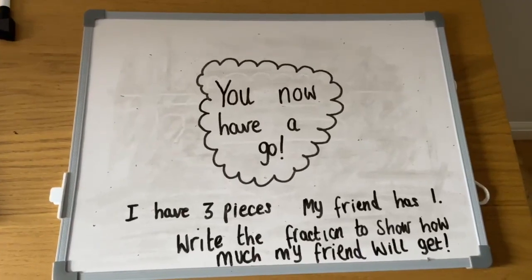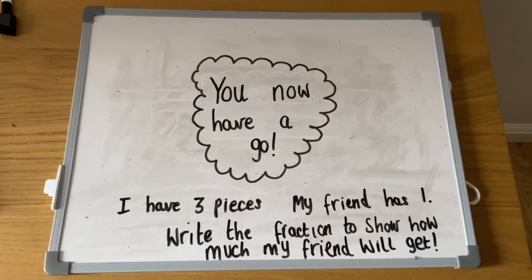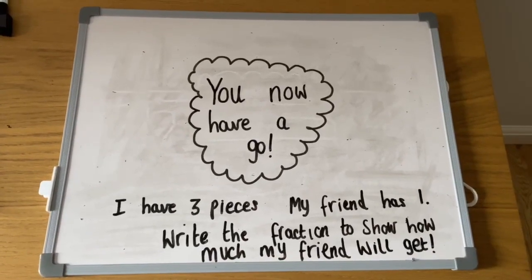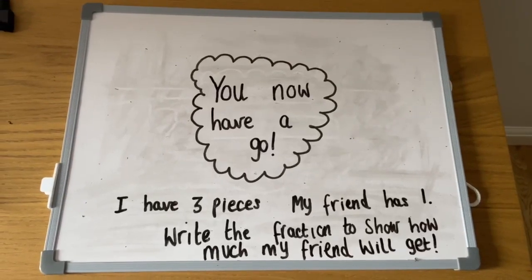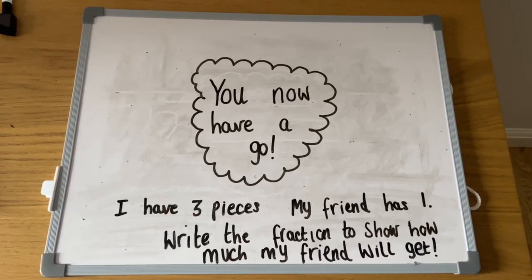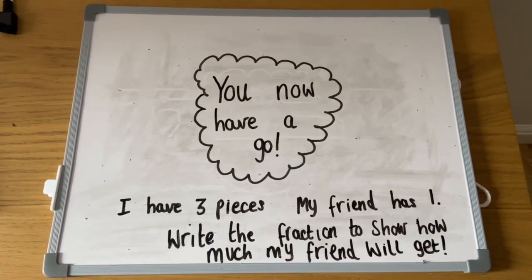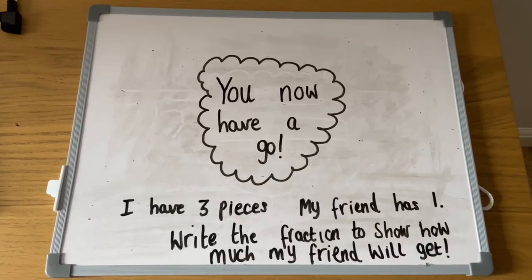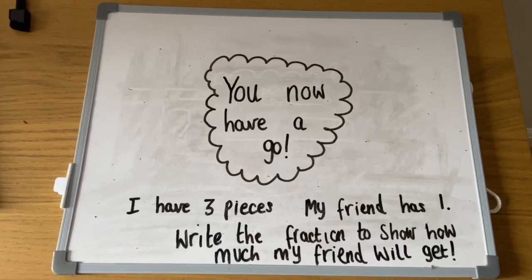Fractions can be hard, so if you didn't get it straight away, don't worry. Now it's time for you to have a go at home by yourself. I'll give you an example to start you off. I have 3 pieces of cake and my friend has 1. Write the fraction to show how much my friend will get of the cake. Get an adult or caregiver, whoever's at home, to comment down below of how much cake my friend is going to get.